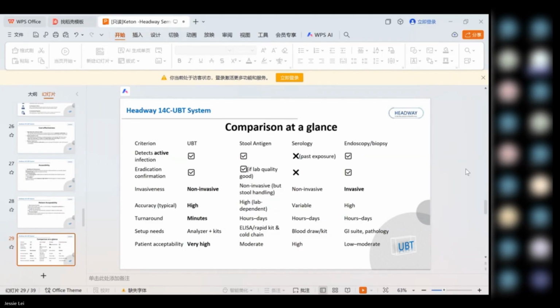You have to inquire if the patient is on active antibiotic treatment, and if they are, you give a recommendation of at least between 2 to 3 weeks before you can do the UBT test. Thank you.